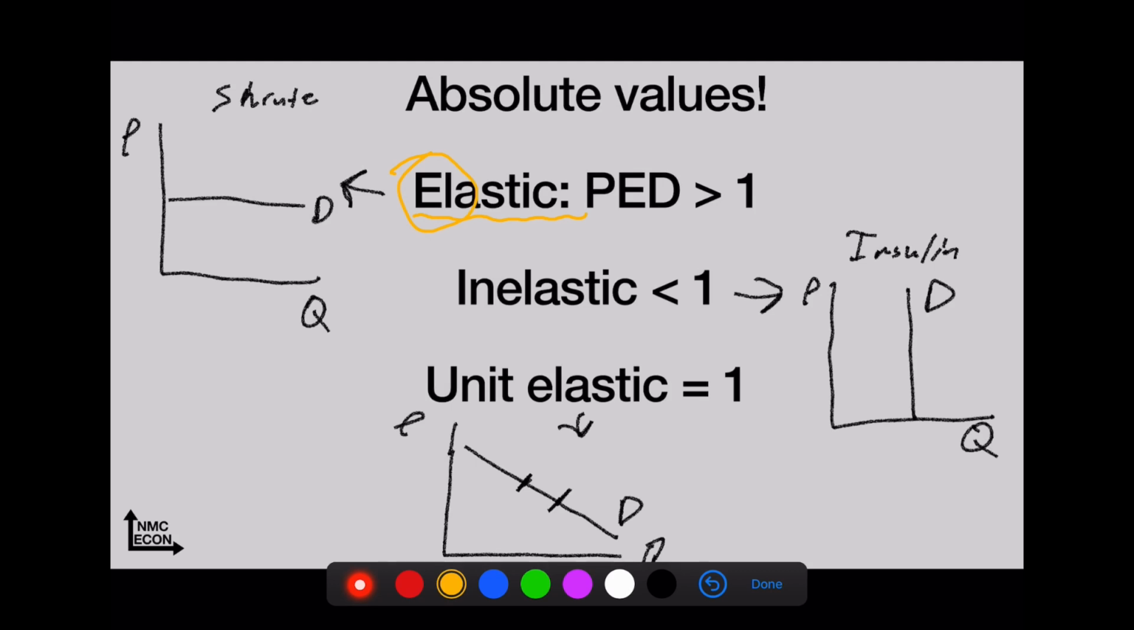Inelastic is easy to remember because, again, the dominant shape in the letter I is a vertical line. Notice inelastic curves are vertical. Insulin is a good example of that. You have to have it regardless of the price. Unit elasticity occurs when we see the same percentage in price, maybe minus 10%, resulting in an increase of 10% in quantity demanded.